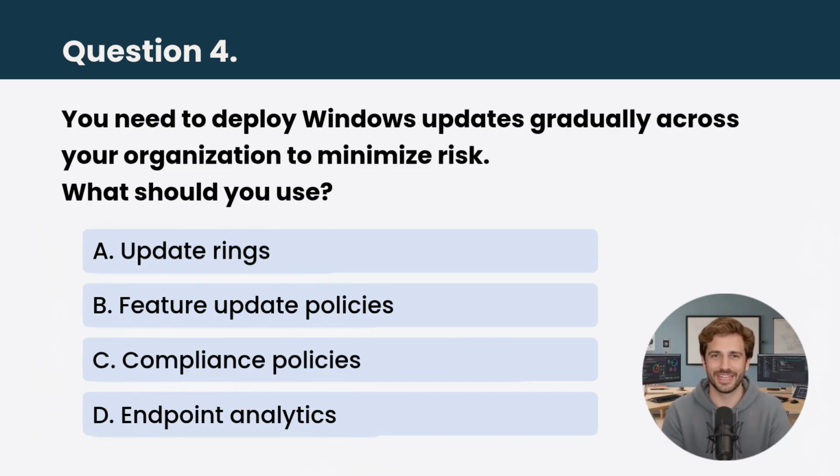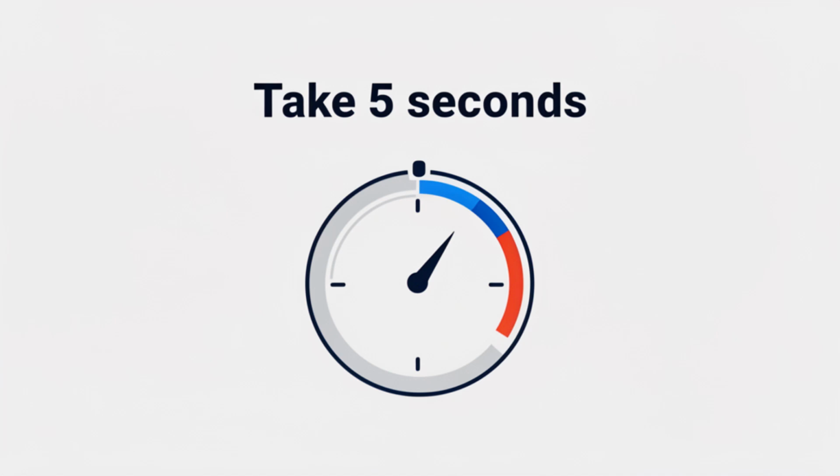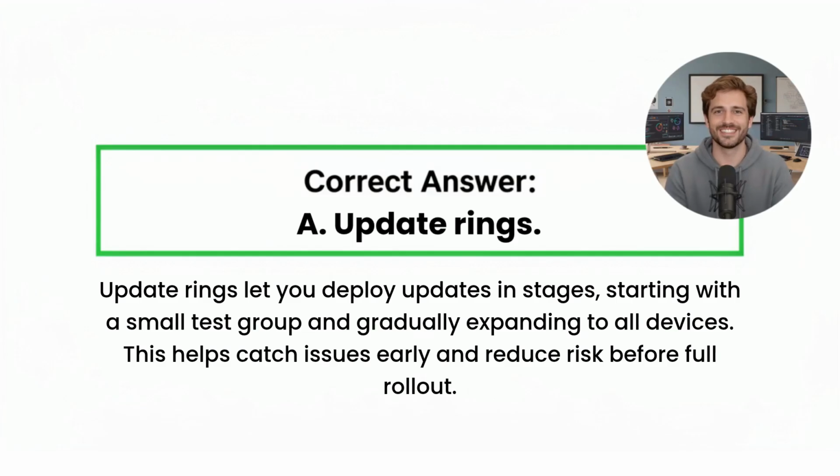Question 4. You need to deploy Windows updates gradually across your organization to minimize risk. What should you use? A. Update rings. B. Feature update policies. C. Compliance policies. D. Endpoint analytics. Take 5 seconds before answering. The correct answer is A.